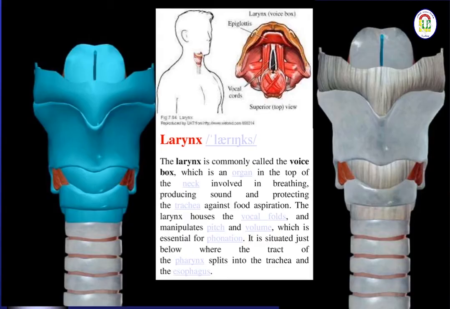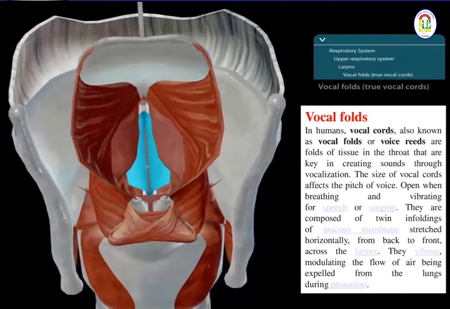Larynx. The larynx is commonly called the voice box, which is an organ in the top of the neck involved in breathing, producing sound, and protecting the trachea against food aspiration. The larynx houses the vocal folds and manipulates pitch and volume of the sound, which is essential for phonation. It is situated just below where the tract of the pharynx splits into the trachea and the esophagus.